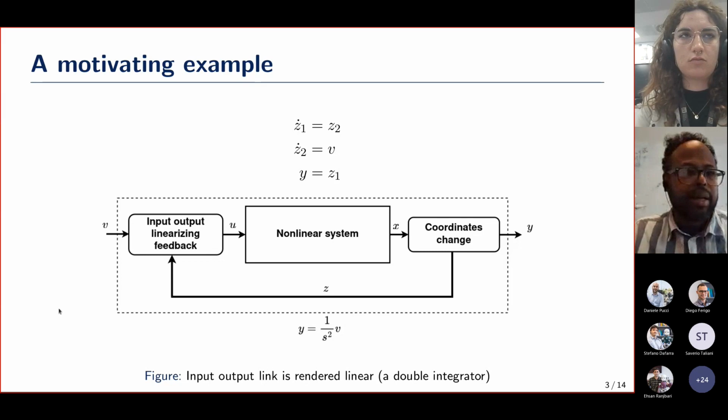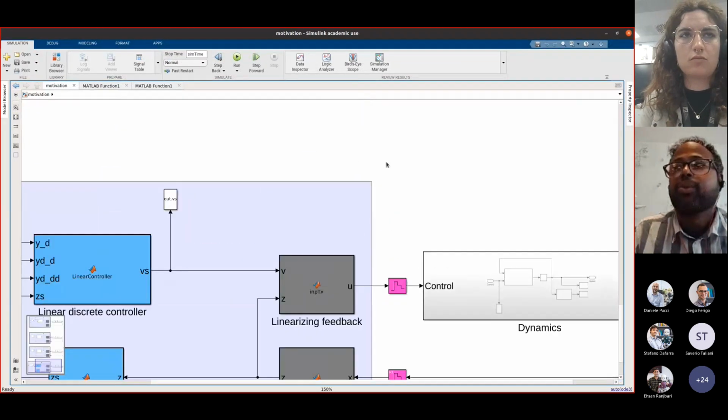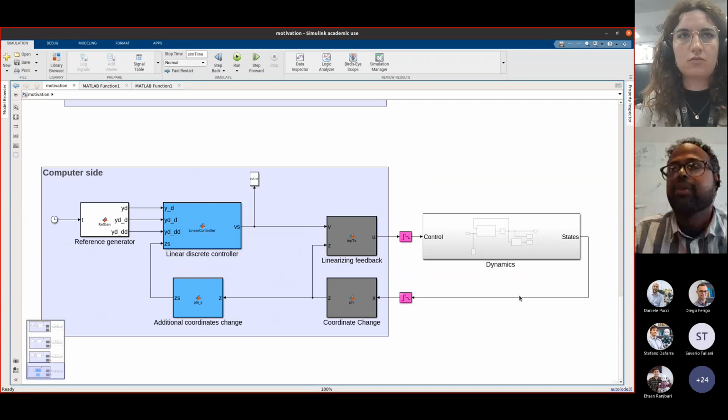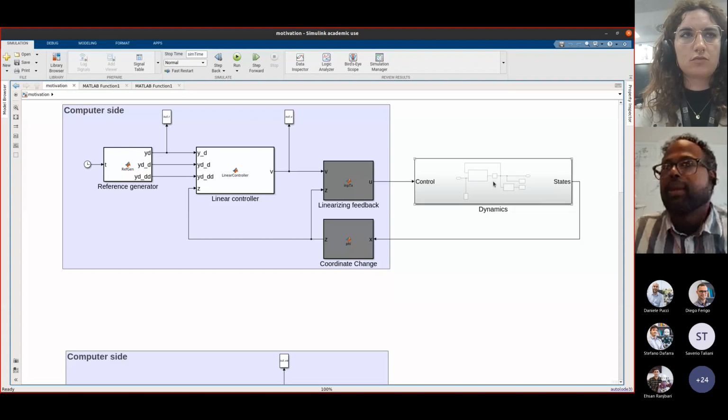Okay. I can share directly here the MATLAB for this part, to understand a little bit better for those who are not familiar. So, okay, this is the dynamics of our example that we saw recently. And let's assume that this is an actual physical system. So this will be outside of our computer or microcontroller or PLC or wherever we are implementing our control.